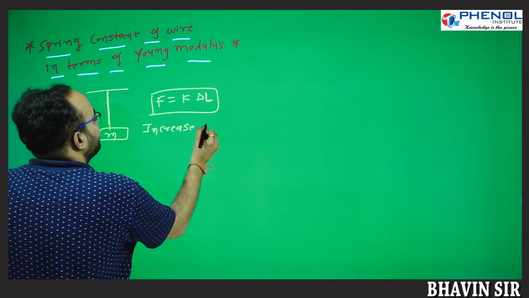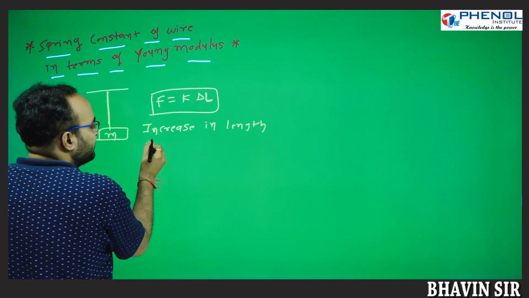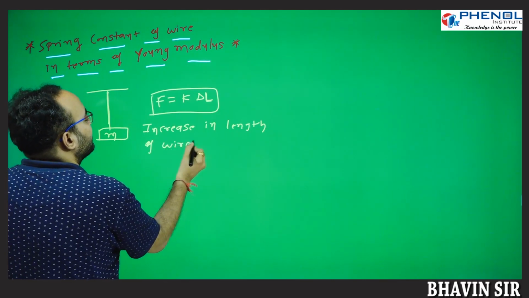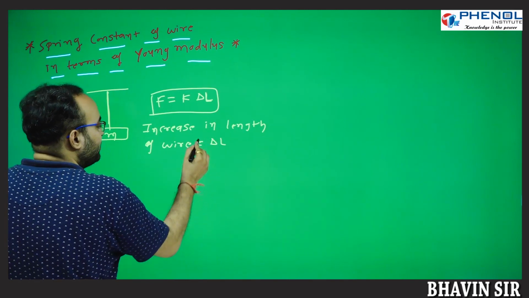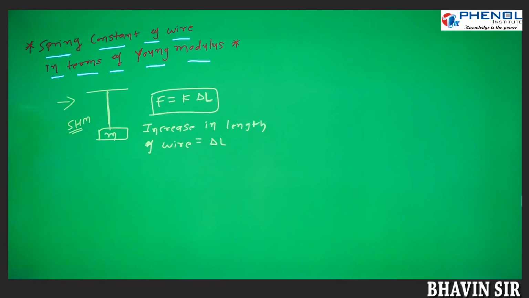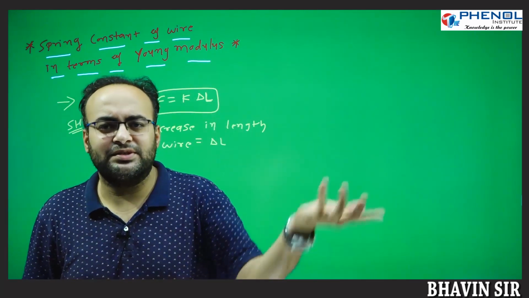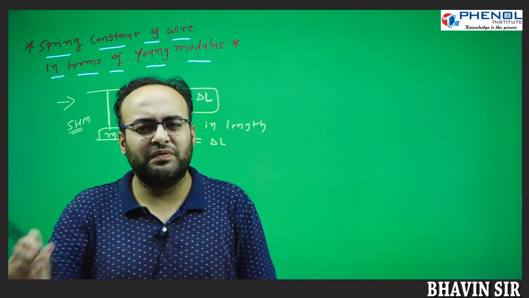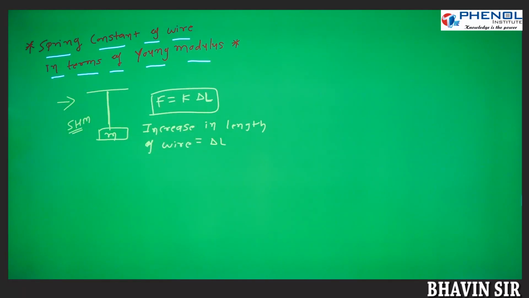Increase in length of wire. Okay, so instead of F is equal to Kx, here we write F is equal to K delta L, because as we know, when a block is connected with a spring, the spring also extends. So here the wire is extended by an amount delta L, a very small extension.